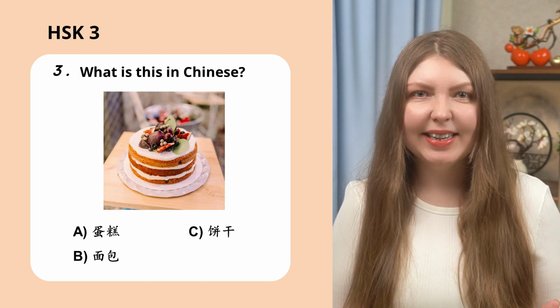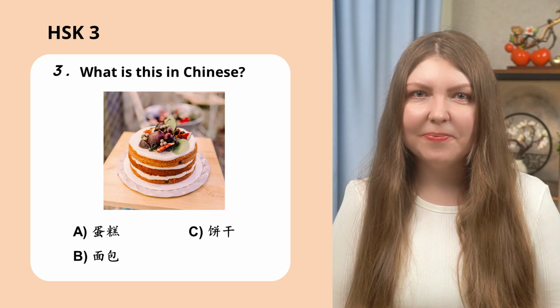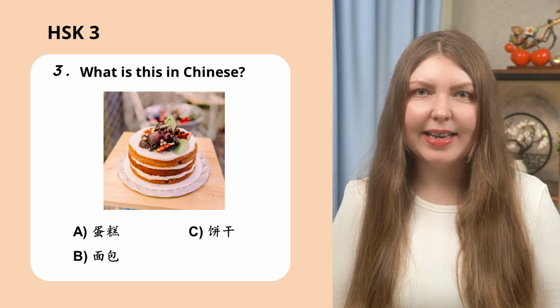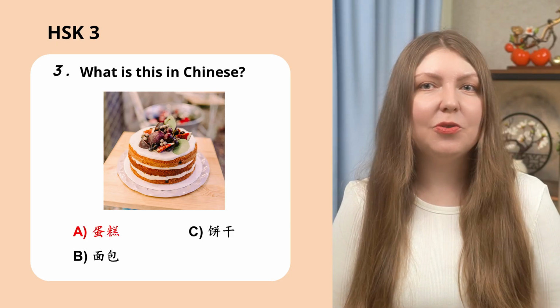Alright, one more. See if you can get this one. Is it A, 蛋糕, B, 面包, or C, 饼干? Take your time. That is A, 蛋糕, which means cake. Good. Now let's move into the sentence part. Listen carefully and think about the meaning in context.